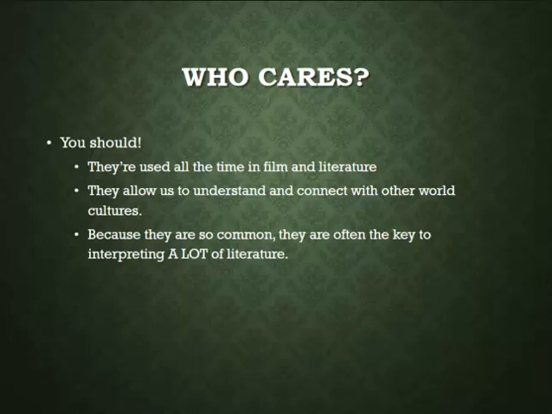So again, just to review quickly, an archetype is a generic character, setting, or symbol that we see from story to story to story that doesn't really change. It's like a really big cliche. That's an archetype.